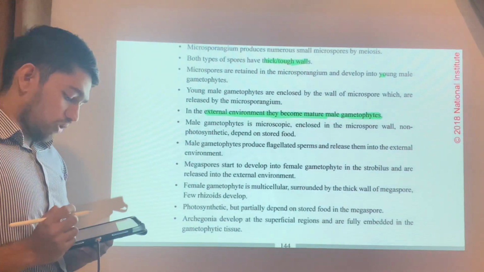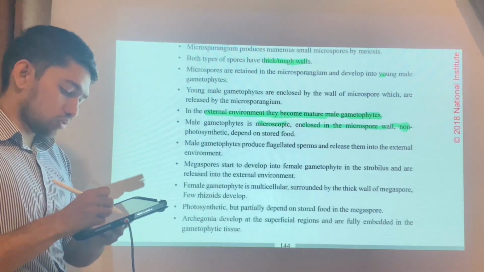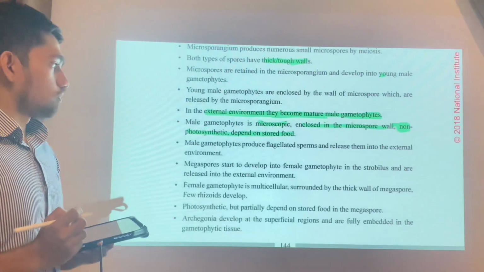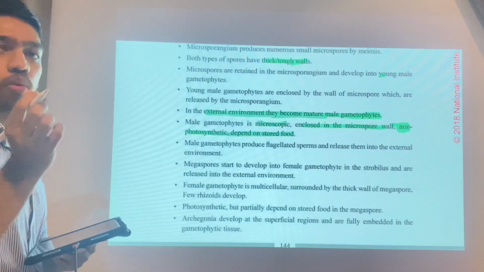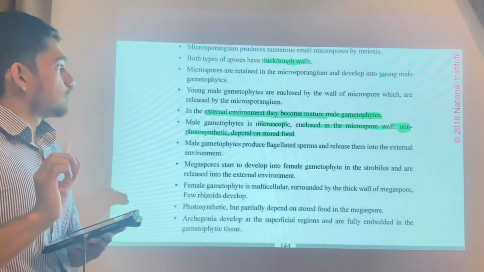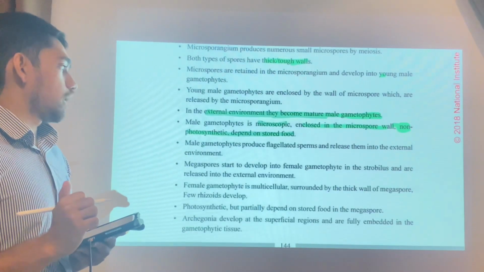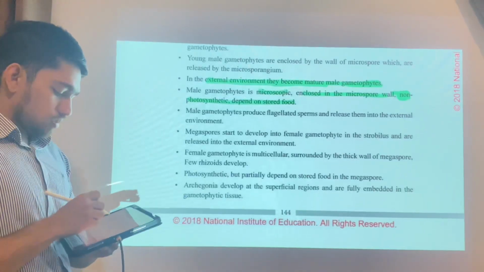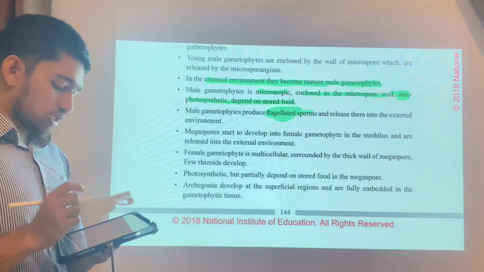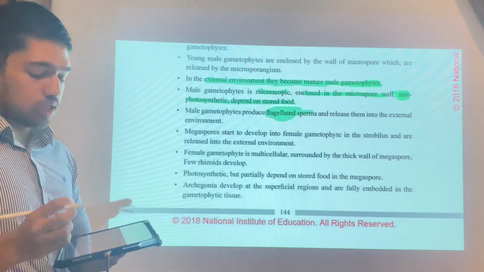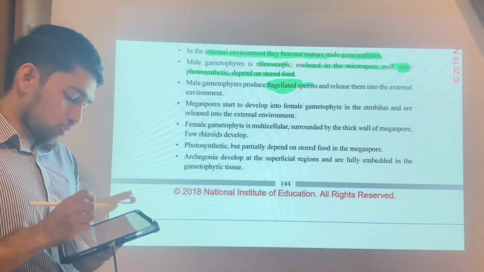So the mature male gametophyte is microscopic, enclosed in the microspore wall, and non-photosynthetic and dependent on stored food, right? So it is completely non-photosynthetic. So there's a small amount of food stored within the microspore, right? So that is the food source for the male gametophyte, right? Again, the male gametophyte will produce flagellated sperms, right? Flagellated sperms because these are not seed plants, right? Then there's a description about what happens in the megaspore, right?